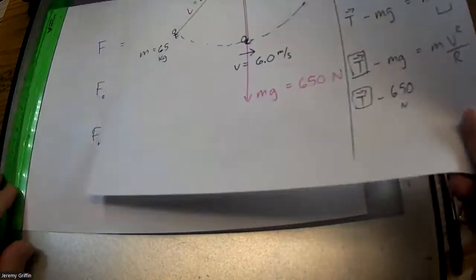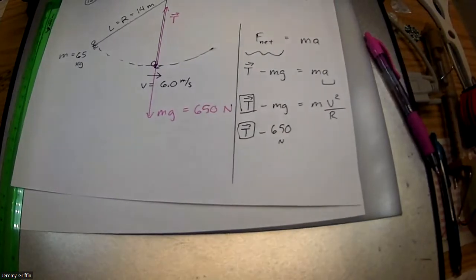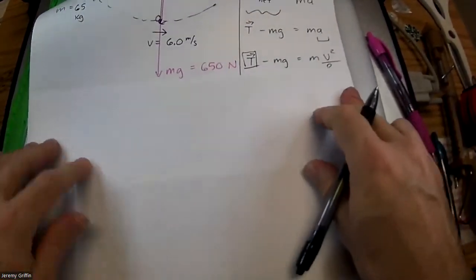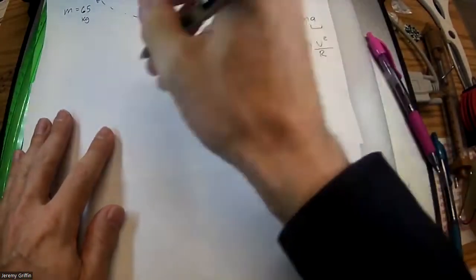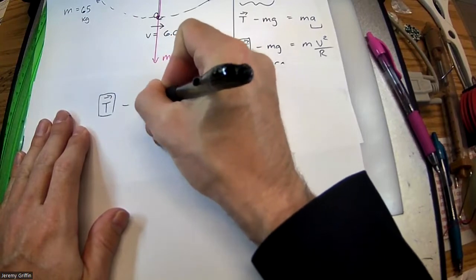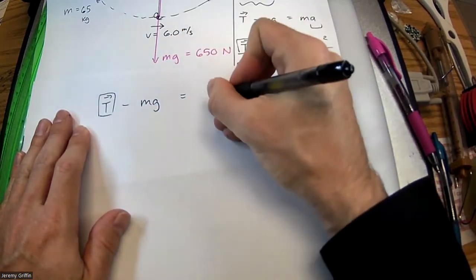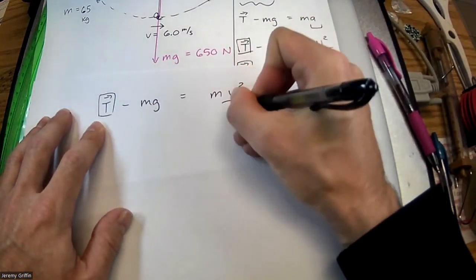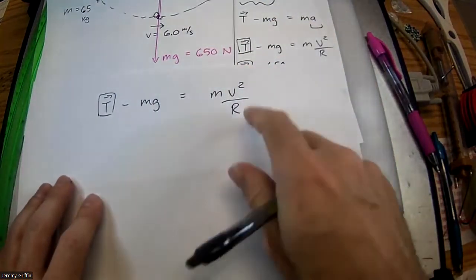Yeah, I've got too much crammed into that corner. I got to break out a new paper. Symmetry. So tension minus weight equals the net force, which is the centripetal force. Right, just like that. Okay.